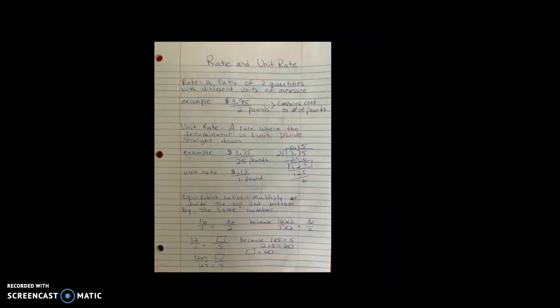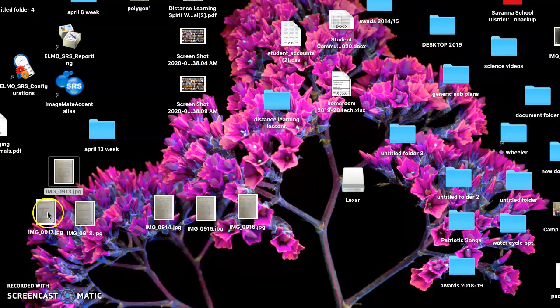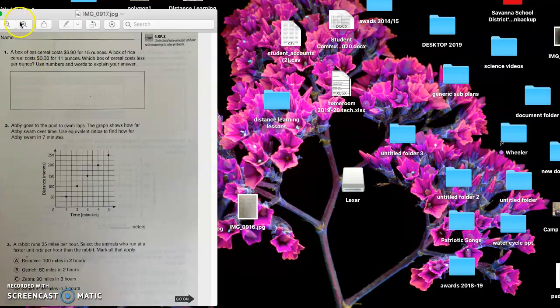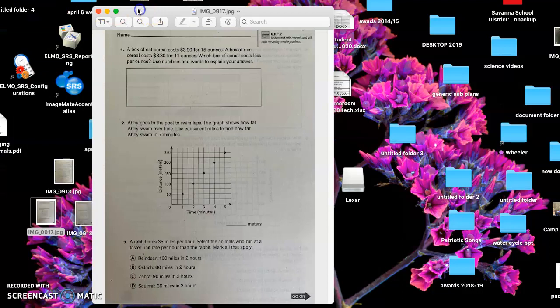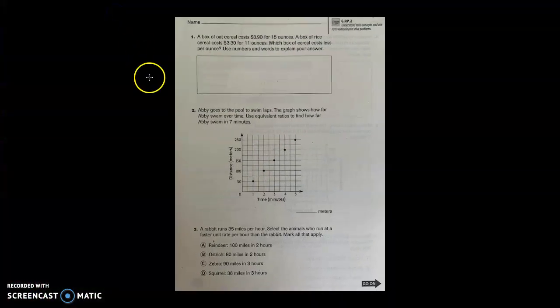So let's take a look at your workbook pages for today. On question number 1, it says a box of oat cereal costs $3.90 for 15 ounces. So in your spiral notebook, because you're not going to have room to do it all here, you're going to take $3.90 divided by 15 ounces to get the unit rate of how much it costs for 1 ounce.